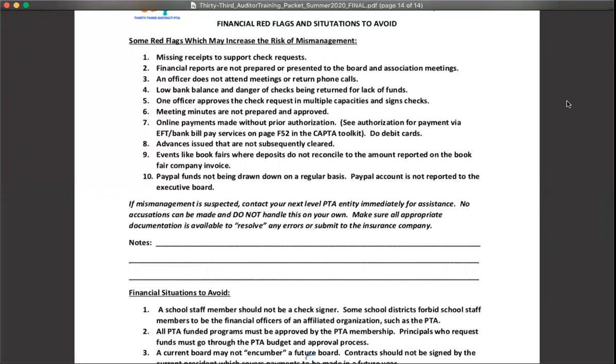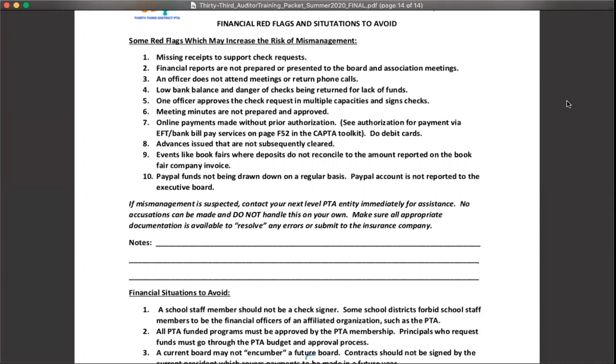Okay, so some red flags are missing receipts for check requests. We've talked about that. And so listing, like low bank balance and danger of checks being returned for lack of funds. Why is that? And that's another reason for reviewing the bank statement. And meeting minutes not prepared. I wanted to go down to advances. Advances issued that are not subsequently cleared. So if you're issuing an advance, and I've seen this where you issue an advance on a check request, the check request is filed and no one follows up on the advance.